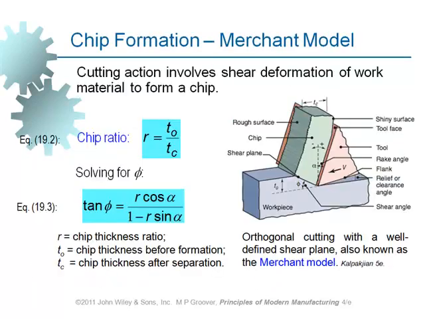In order to compute the value of phi, we are in need of alpha and r. Alpha is given, which is 10 degrees. r can be computed because t_o and t_c are given. So we can easily compute the value of r for the given problem, then substitute the value of r here, and alpha is already given. So we can easily compute the value of angle phi on the basis of this equation.